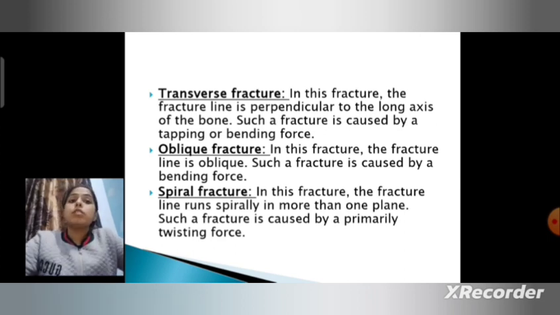So first, transverse fracture. In this fracture, the fracture line is perpendicular to the long axis of the bone. Such a fracture is caused by a tapping or bending force. Second is oblique fracture. In this fracture, the fracture line is oblique. Such a fracture is caused by a bending force. Next is spiral fracture. In this fracture, the fracture lines run spirally in more than one plane. Such a fracture is caused by primarily a twisting force.